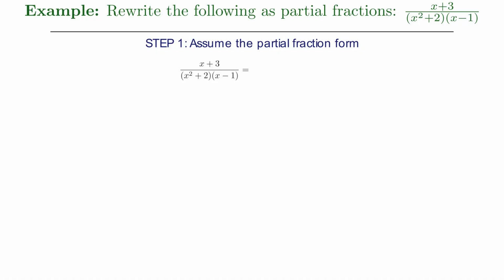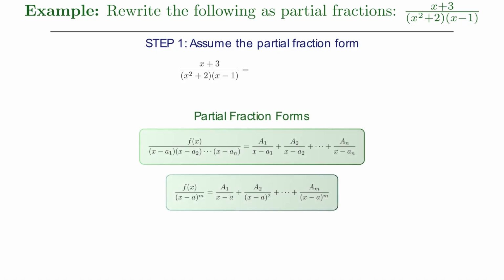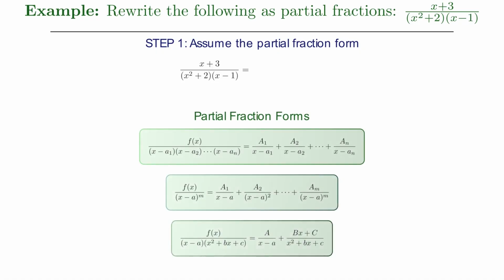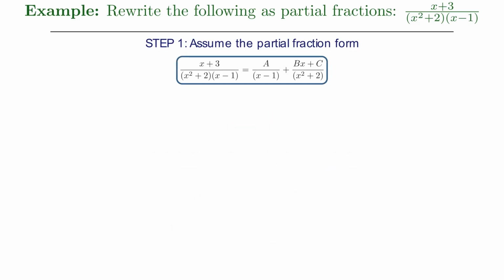You can use the table to help write this as a partial fraction. So first of all, the linear factor x − 1 gives us A over x − 1. The irreducible quadratic factor gives us (Bx + C) over x² + 2, because the top and the bottom of the fraction can only differ by a power of 1.